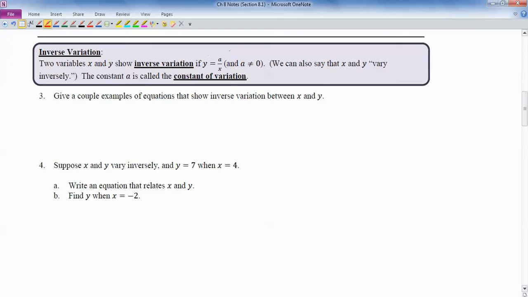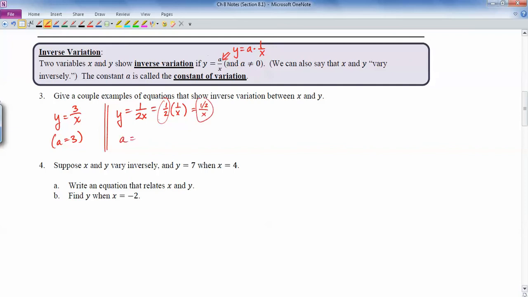So here are a couple of examples that show inverse variation. A simple one would be y equals 3 over x, and in that one a is just 3. But then they show up disguised sometimes again, like y equals 1 over 2x. Really, you can think of that as 1/2 times 1 over x. This form is the same thing as y equals a times 1 over x. So if you can get the constant in front, that's really the same a that would normally be on top here. You could also write this as 1/2 over x, but nobody really writes it this way. So in this one, the constant of variation is the 1/2.